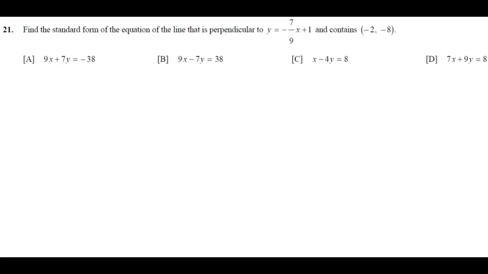So this is number 21. It's asking you to find the standard form of an equation of a line that is perpendicular to y equals. So they already have it in y equals mx plus b. That's the equation that is already given for the line. You're going to create a standard form equation of a line that is perpendicular that contains the point (-2, -8).